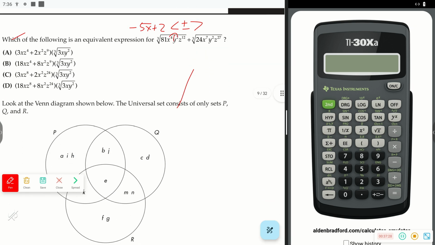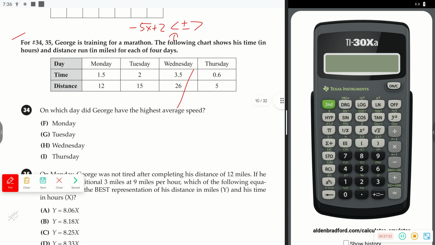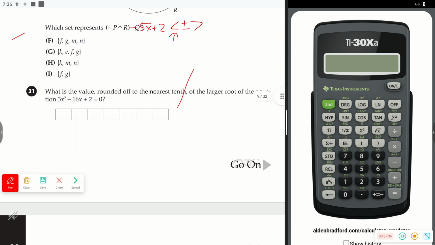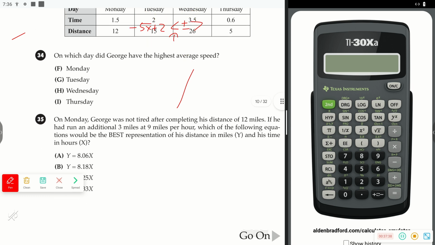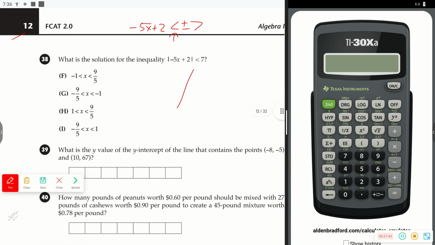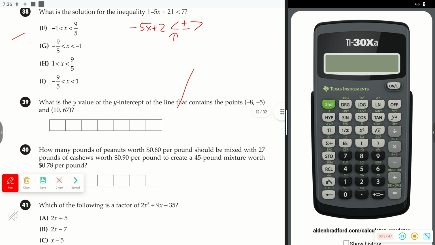Let me try and get back to where we were. I'm not sure why that moved. Oh boy. Here we go. All right. Yep, there we go.